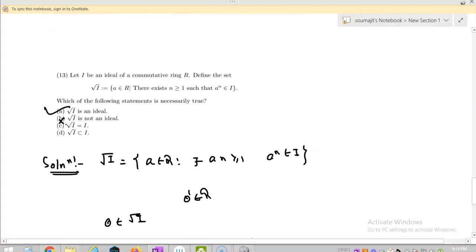Option B false. Option C false. Option D false. Actually the relation between I and root I is that I is smaller than root I. Okay. This is all about question number 13. Now let us solve question number 14.